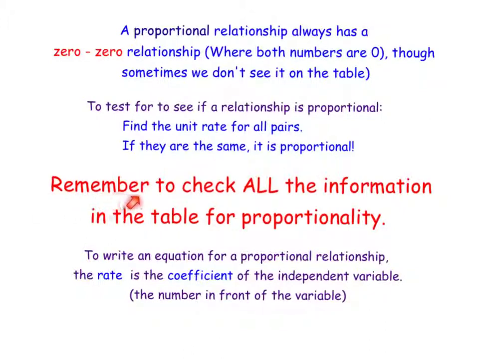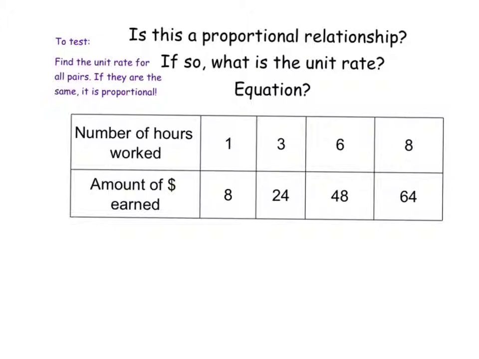You need to remember to check all of the information. So sometimes we can check 2 pairs and they're both the same unit rate, but a third one might not be. So you need to check all the information for proportionality. And then lastly, to write an equation for a proportional relationship, the rate, so that unit rate, is the coefficient of the independent variable, or the number in front of the variable. So let's do a couple more examples.